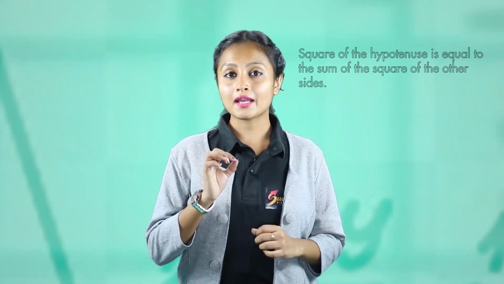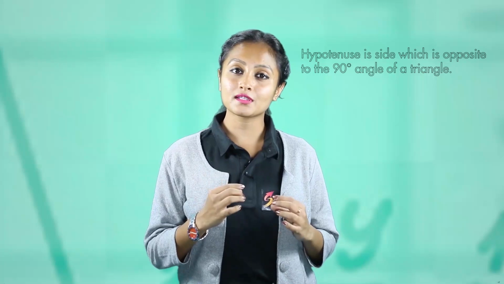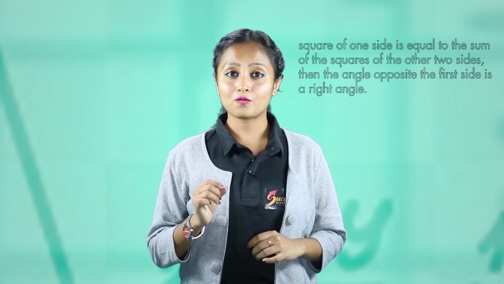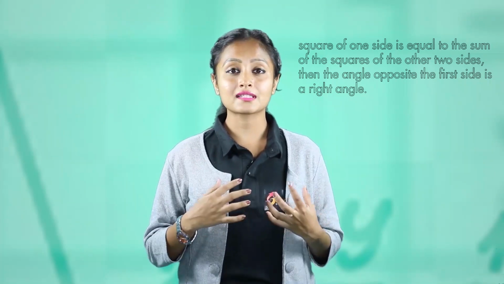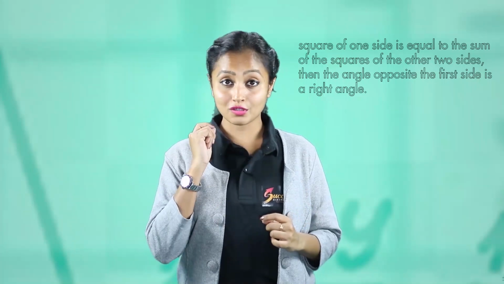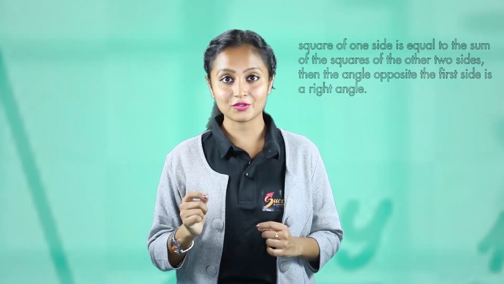So, let us move on to one last theorem of this chapter. We have discussed the Pythagoras theorem, which says the square on the hypotenuse is equal to the sum of the squares on the other two sides. Hypotenuse is the side opposite to the 90-degree angle of a triangle. Let us put it across in a different way. If the square of one side is equal to the sum of the squares of the other two sides, then the angle opposite to the first side is 90 degrees.